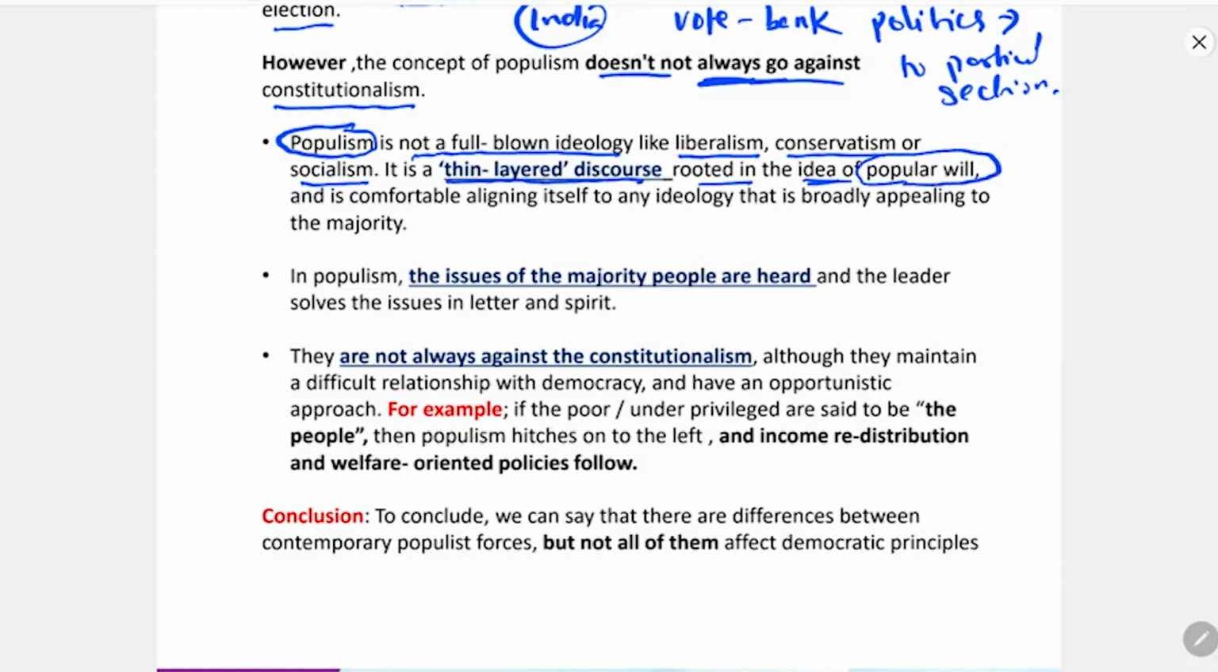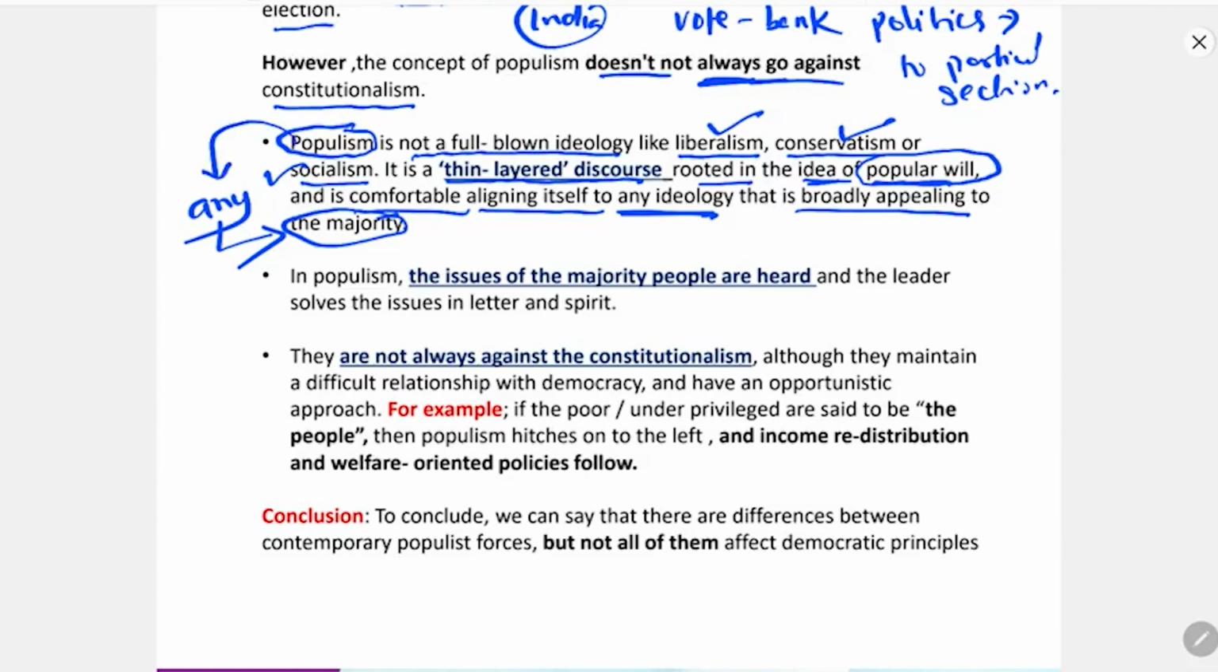A populist movement can fit into this concept or that concept or an ideology. So it is a thin layered discourse rooted in the idea of popular will, and it is comfortable aligning itself to any ideology that is broadly appealing to the majority. Any ideology which is broadly supporting the majority, populism can fit into that particular ideology. So it does not have a distinct ideology of its own. It can fit into any kind of ideology, but it has to be supporting the popular will.